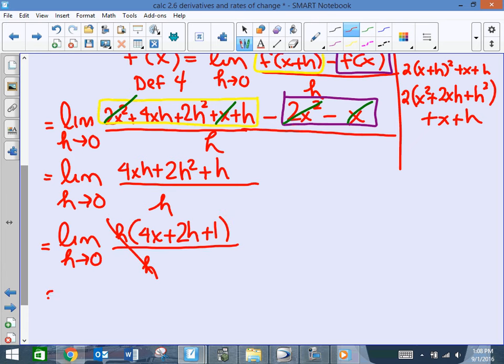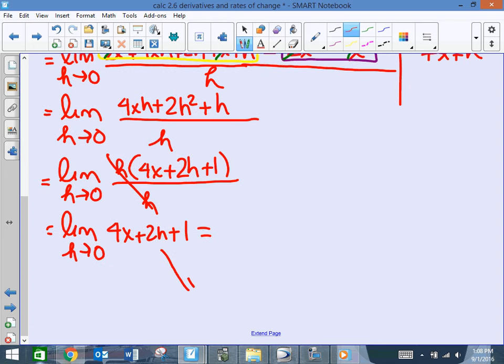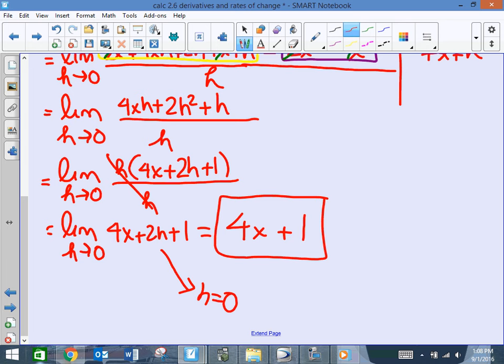Oh, yes. This is one problem. I'm just going to rewrite this. Don't really have to do this stuff. And remember now, h equals 0. So what do we get? 4x plus 1. That's the derivative. That's f prime. That's whatever you want to call it. Okay? Yes.